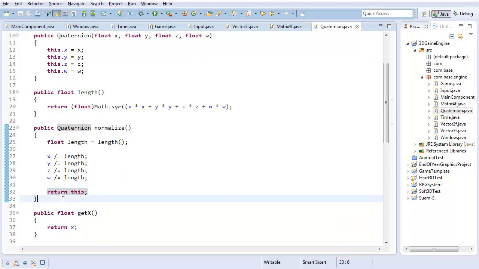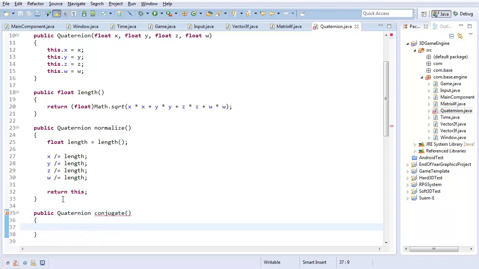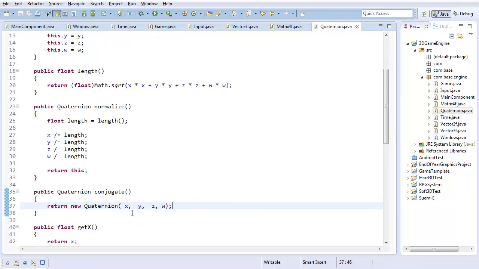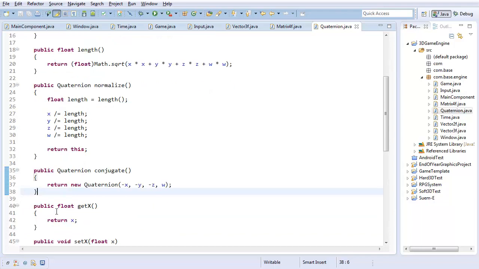Now, here's one method that vectors don't have, and that's the public Quaternion conjugate. Now, if you know conjugates in complex numbers, all you essentially do is you take all of the imaginary components and you multiply them by negative 1. So that's exactly what I'm going to do here. I'm going to take all the imaginary components of the quaternion, which is x and y and z, and I'm going to make them negative. And the real component, w, stays the same. And there you go. That's quaternion conjugate.